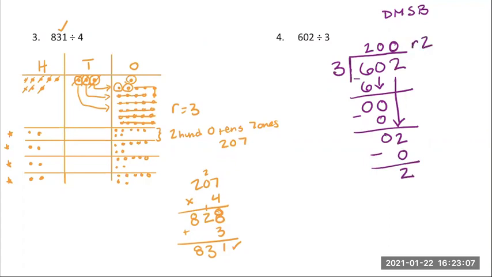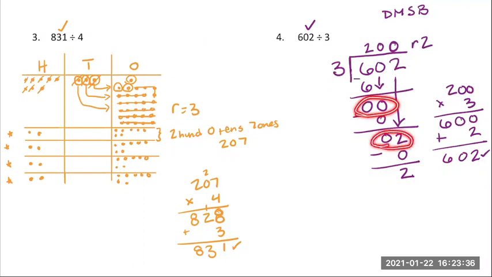Okay, let's check it. 200 times 3. We know 3 times 0 is 0, 3 times 0 is 0, and 3 times 2 is 6. That gives us 600 plus our remainder of 2 gives us 602. Okay, we got it right. So if you cannot divide when you're doing your long division, like we did here with our 0 or here with our 2, because those are less than your divisor, don't panic. That just means you're going to have a 0 in the quotient.